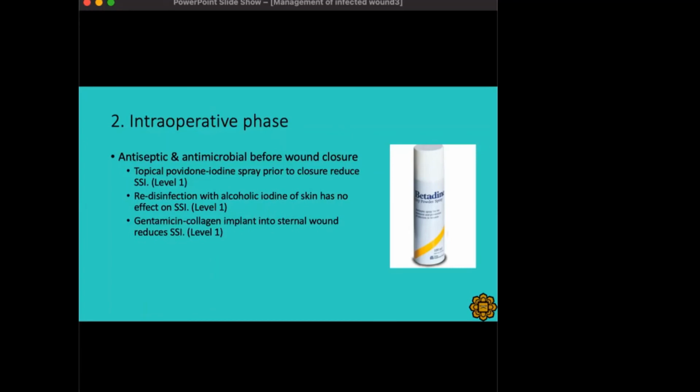This is for implant, basically gentamicin collagen implant into sternal wound, reduces SSI. This is, I think we have, orthopedic normally uses, it's called Collatem.